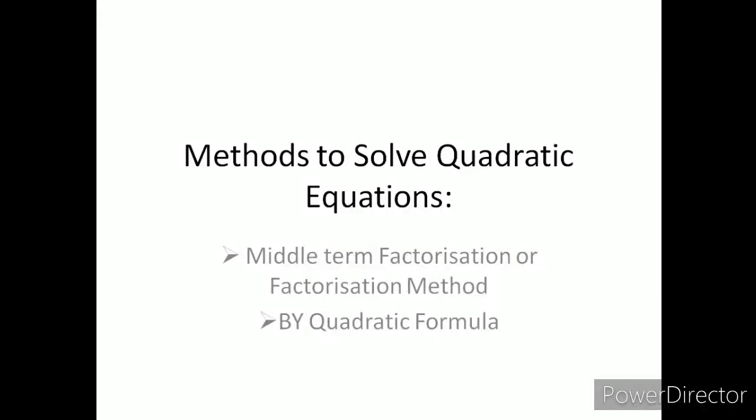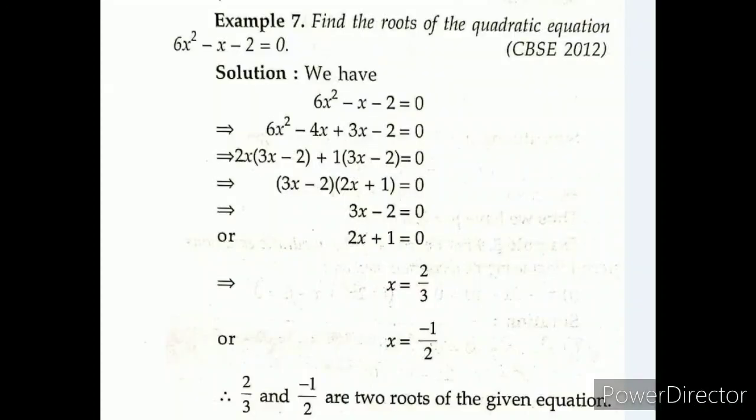So here, students, with the first slide we will see an example for finding the roots of a quadratic equation by the factorization method. For example 1 we will see the question. In example 1 the given quadratic equation is 6x square minus x minus 2 equal to 0. So first of all we will multiply the x square coefficient by the constant.